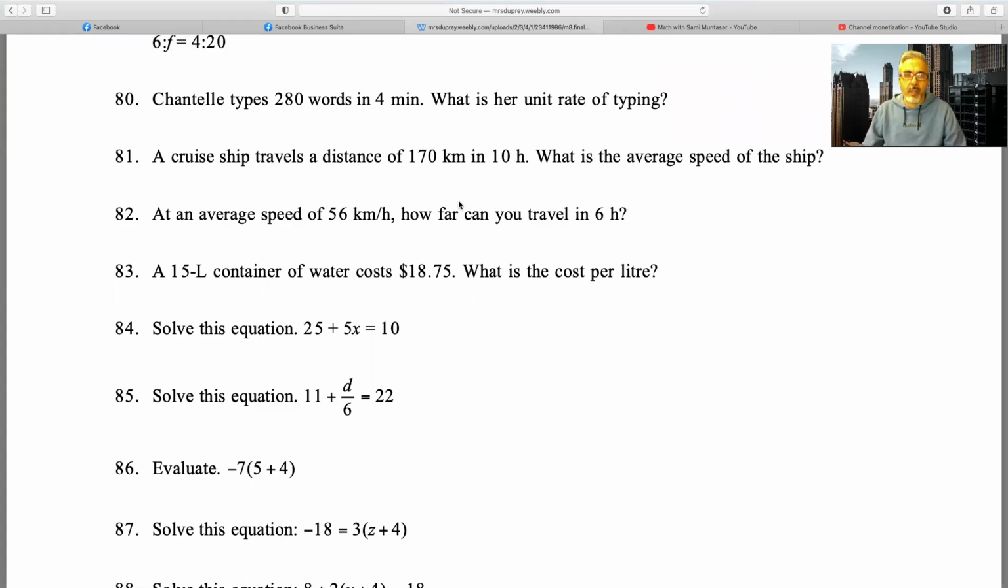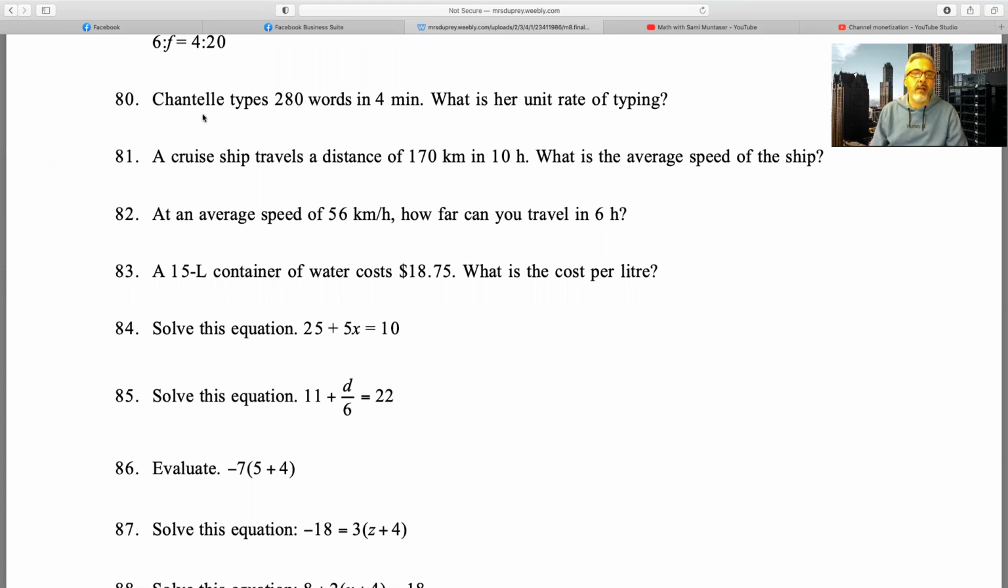Hi again. We'll continue with grade 8 final exam practice. So we're still doing rates, and then we're going to run into algebra right after at question 84.